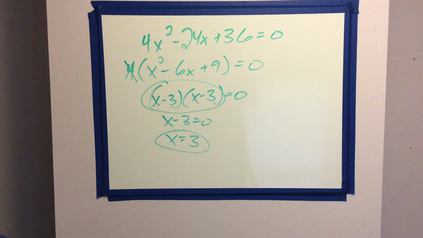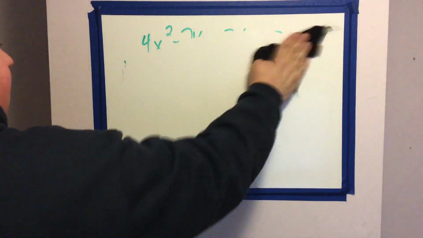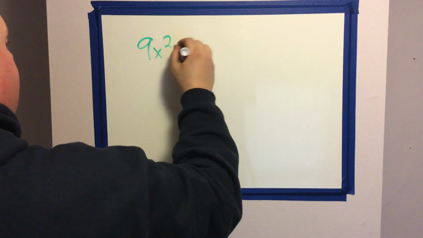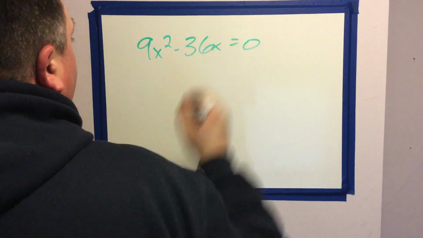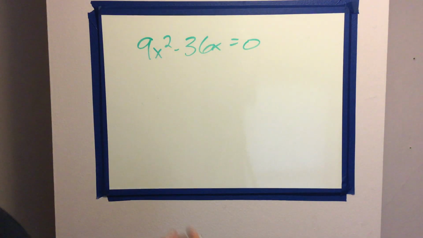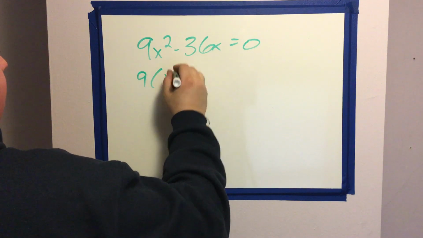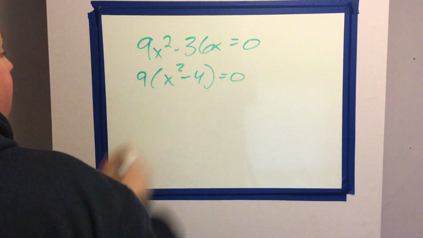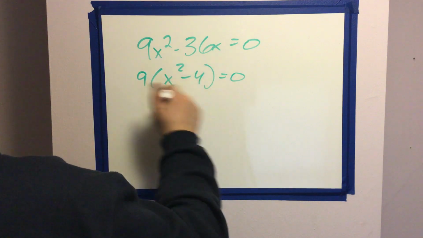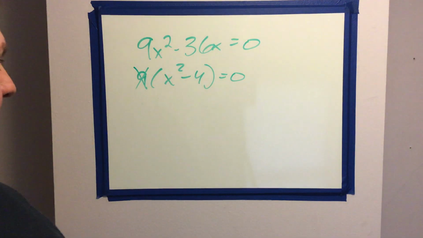So if you take a look at example B, example B has your 9x squared minus 36x equals 0. Always look for something to factor out. It'll make your life so much easier. So I'm going to factor out a 9. x squared minus 4 equals 0. Now 9 does not equal 0, so it's gone.